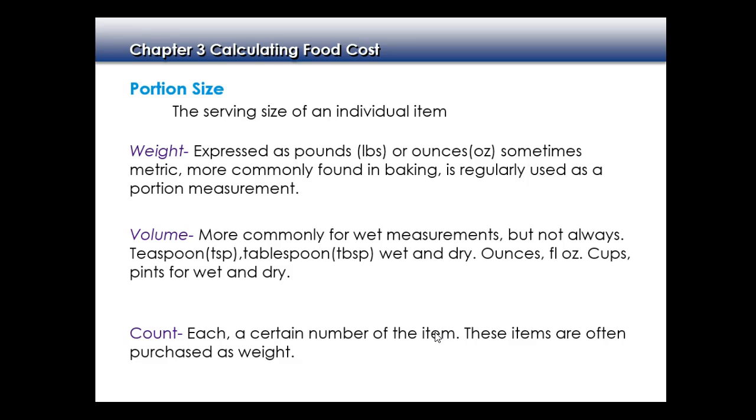And lastly, you have count, which is each, a certain amount of items. Like you're using 3 eggs for this omelet. Maybe not the best example, but a lot of these items are often purchased by weight. So if you think of onions, you might have a whole onion in a recipe, but you're buying the onion as a 50-pound bag. I think the book talks about potatoes and fruits that way. So we'll talk about that more later on in chapter 7, but I just wanted to touch on it now.